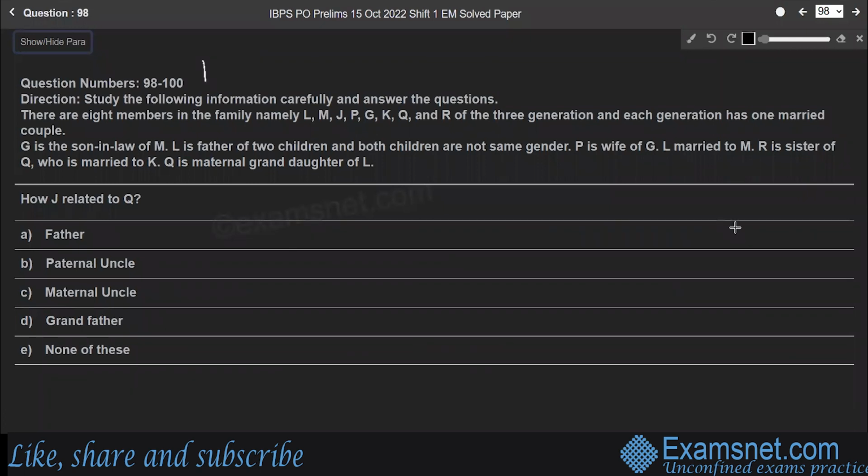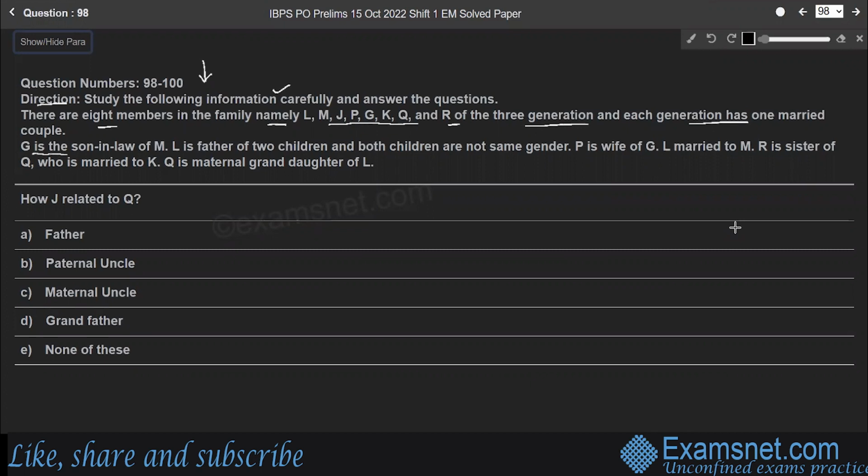Questions from 98 to 100 are based on the below information. Direction: study the following information carefully and answer the questions. There are 8 members in the family, namely L, M, J, P, G, K, Q and R of 3 generations, and each generation has 1 married couple.